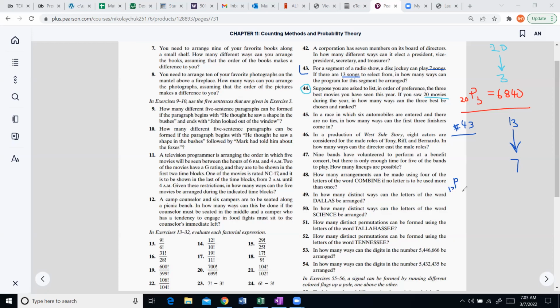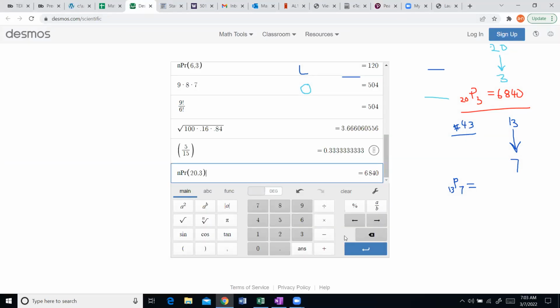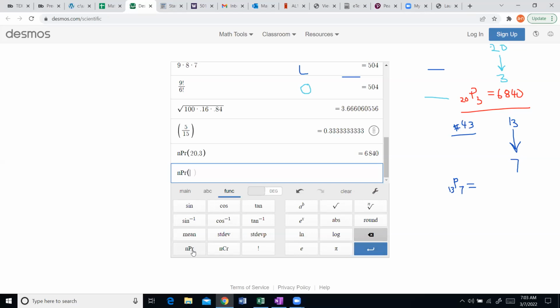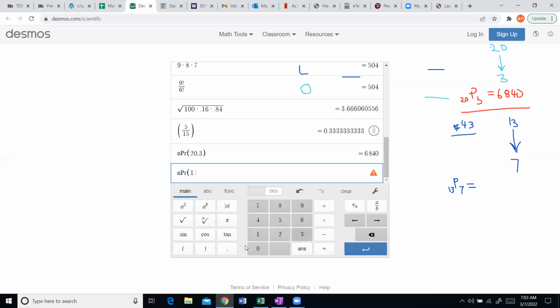So how many ways out of 13 can you select 7? Well, let's still do it. It looks like we're going to be doing the same exact permutation story. So we get permutations from 13 to choose 7.